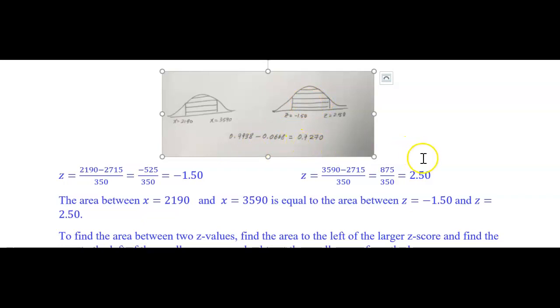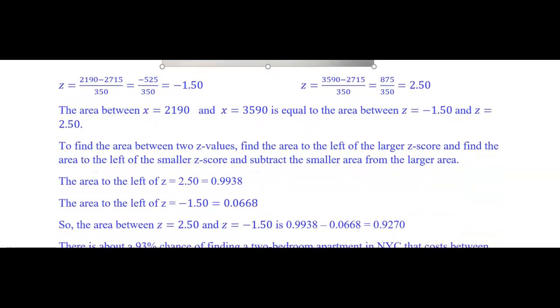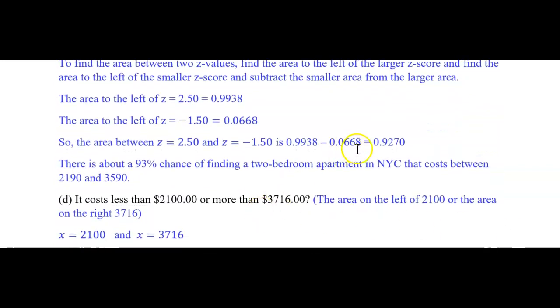So that's the logic behind the subtraction. Anyway, the answer to the question is that there is a 0.9270 probability, right? This is the answer, the probability that the room will cost anywhere between, what were the two values? Between 2190 and 3590. Okay?